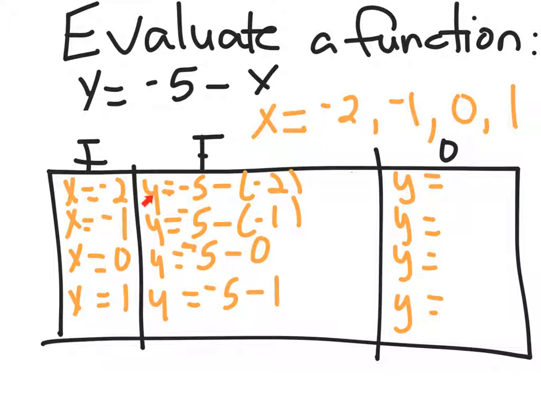So now we write out our equation. We have y equals -5 minus, and then we have to input what the first number is, and that's a -2. So now we have y equals -5.